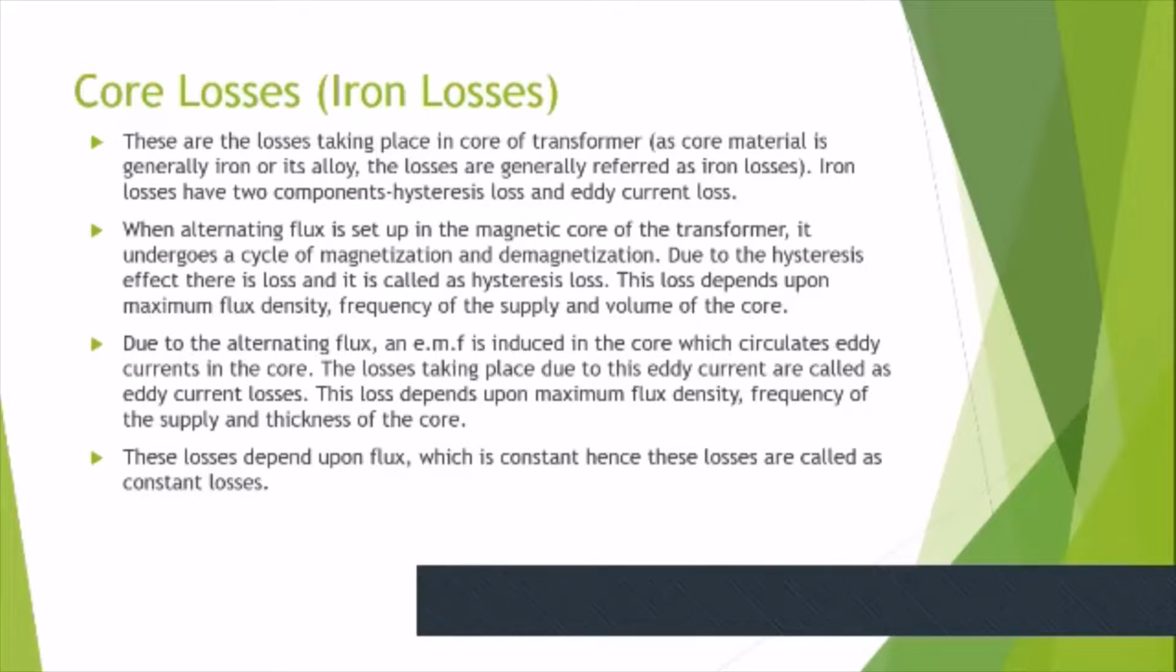These are the losses taking place in the core of the transformer, as the core material is generally iron or its alloy. These are generally referred to as iron losses. Iron losses have two components, hysteresis loss and eddy current loss. When alternating flux is set up in the magnetic core of the transformer, it undergoes a cycle of magnetization and demagnetization. Due to the hysteresis effect, there is a loss, and it is called hysteresis loss.